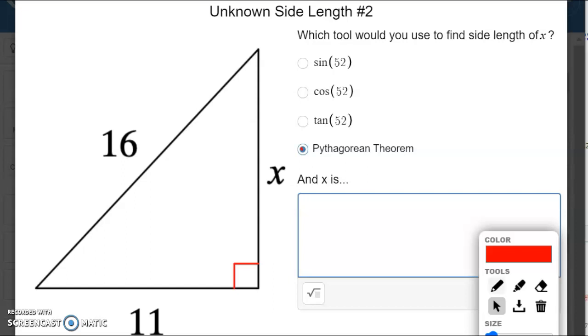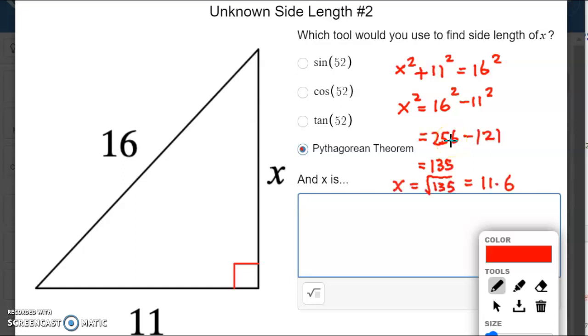So x squared plus 11 squared is going to be equal to 16 squared. So x squared is going to be 16 squared minus 11 squared, which is 256 minus 121, which becomes 135. I don't want x squared, I want x, so I take the square root of both sides. So x is going to be the square root of 135.